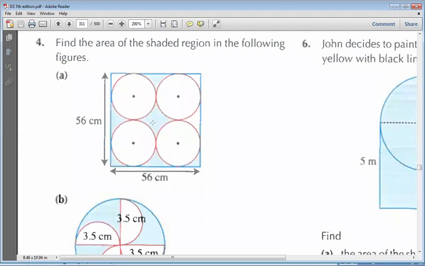And we want to find out the area of the shaded region. So area of the square minus 4 times the area of the circle. Now the question is, what is the radius of these circles? You can see here this dimension, this is 56.